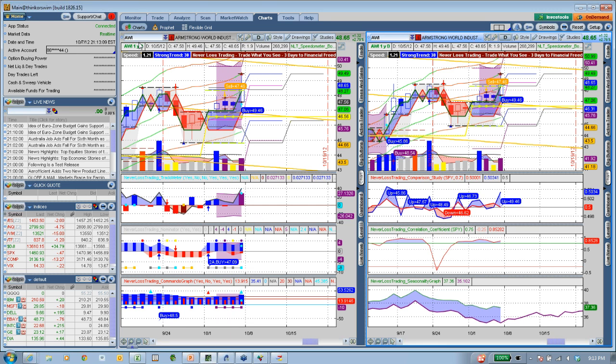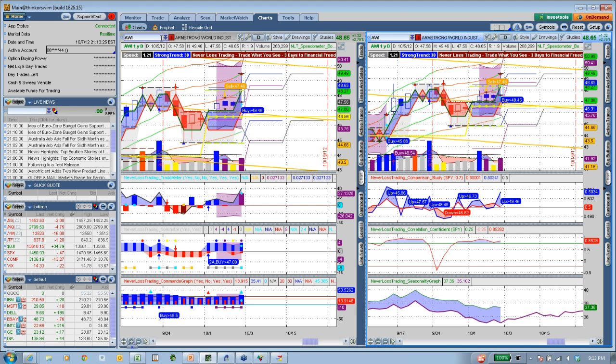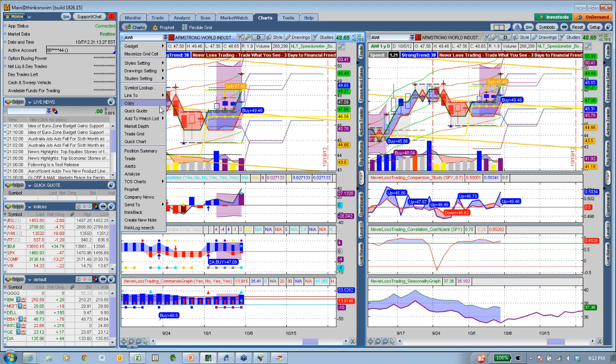So I loaded it up in Thinkorswim using my Never Lost Trading indicators. And it actually says it has a buy on it if it goes above 49.46. So I would then go into my trade. I'm going to go back to the chart. I'm going to try and remember 49.46.